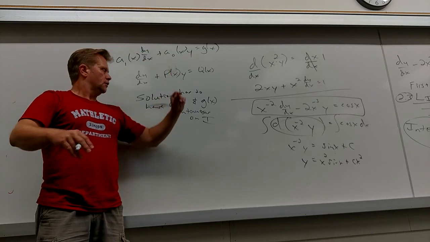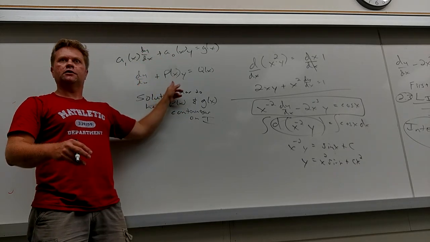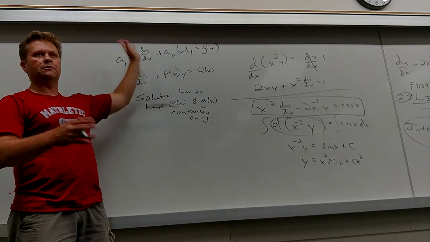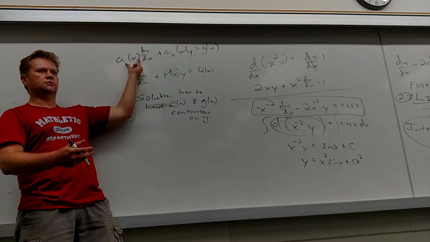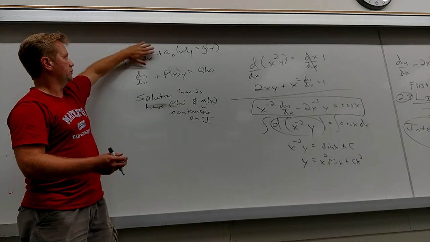Maybe. Because obviously, a1 of x, if it equals 0, that freaks the whole thing out, doesn't it? Do you guys see that? If a1 of x is 0, then it's not really a DE any more.